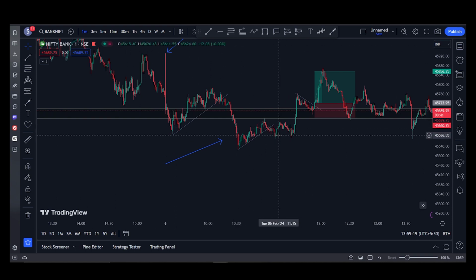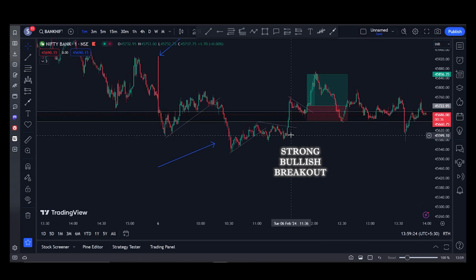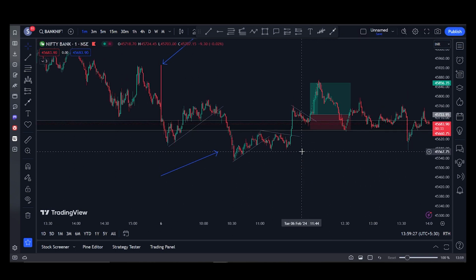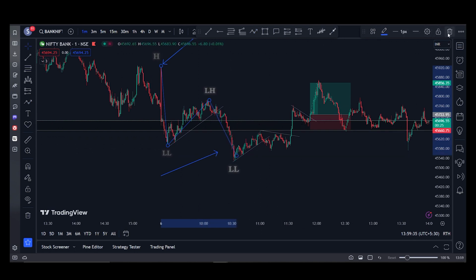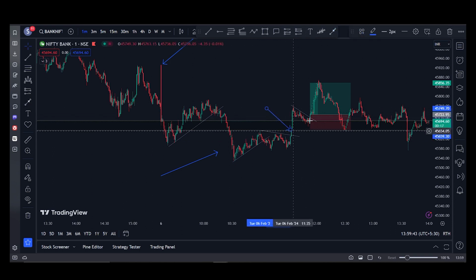Now what happened? After this bearish breakdown, the asset gave a strong bullish breakout. Still the asset did not change its structure. Intraday structure is still bearish. You can see that this is the high, lower low, lower high, lower low. Still it is bearish. But after this bullish breakout, the asset made a strong green candle. Now this green candle was my confirmation to look for bullish setups. That is because it broke this previous swing high, somewhere over here.